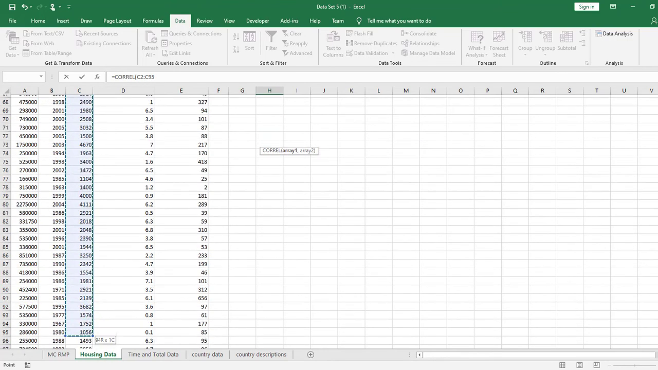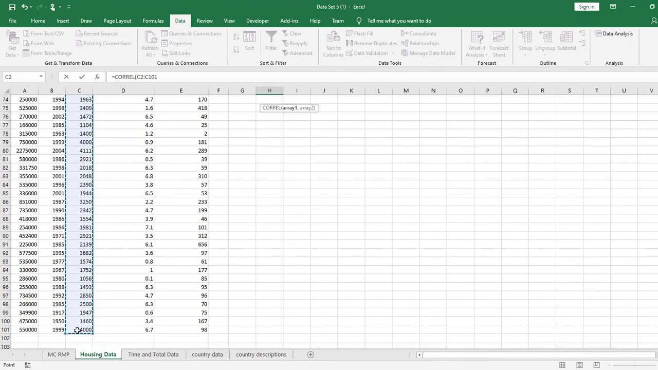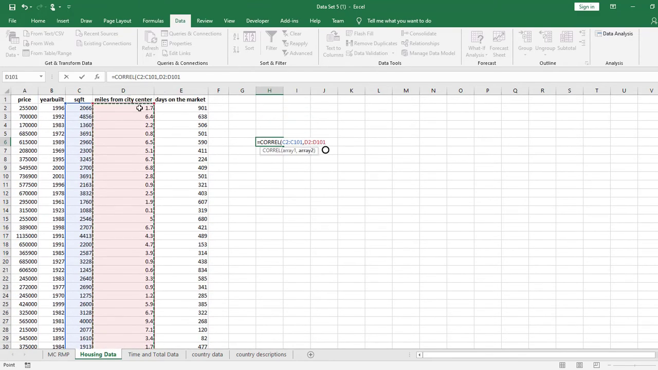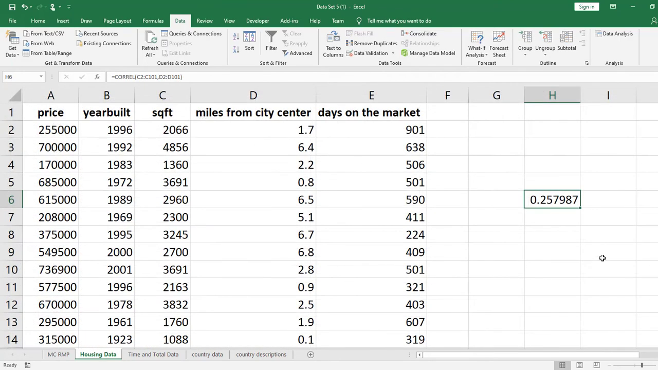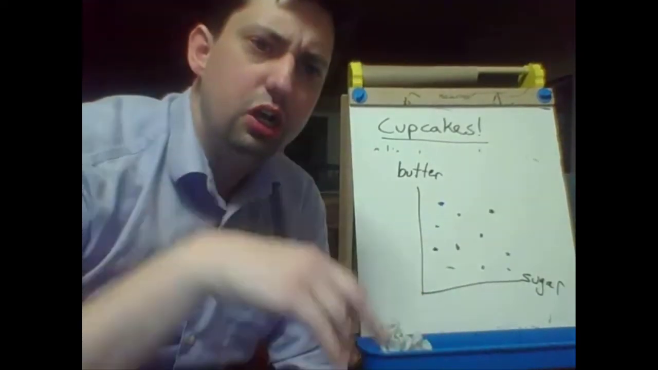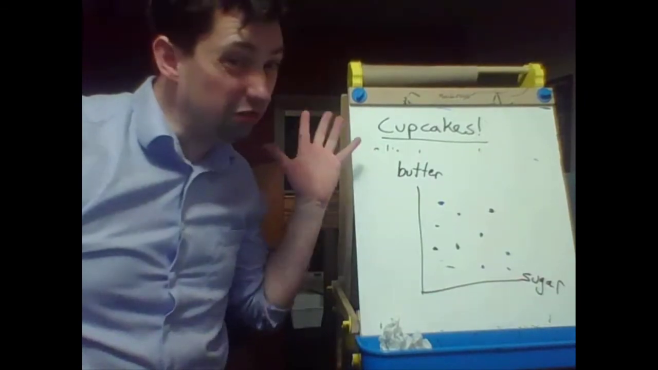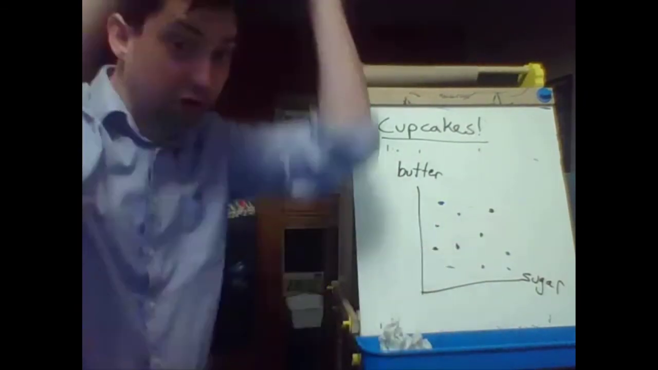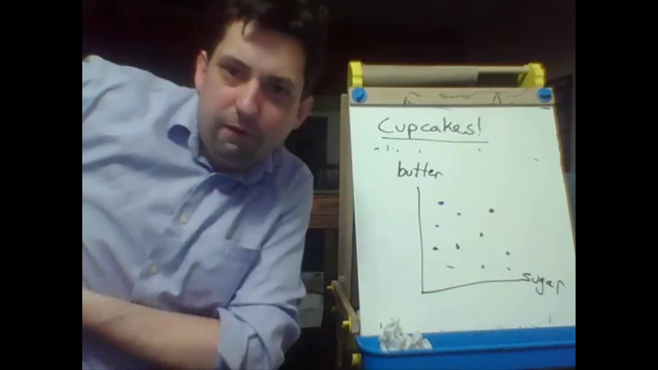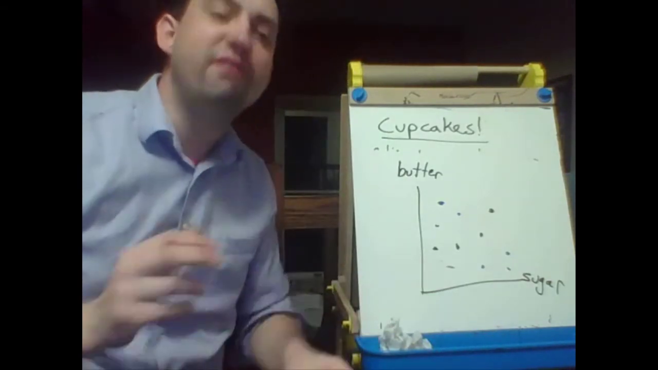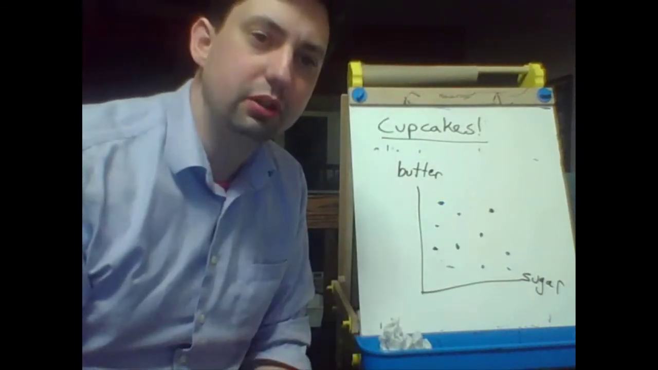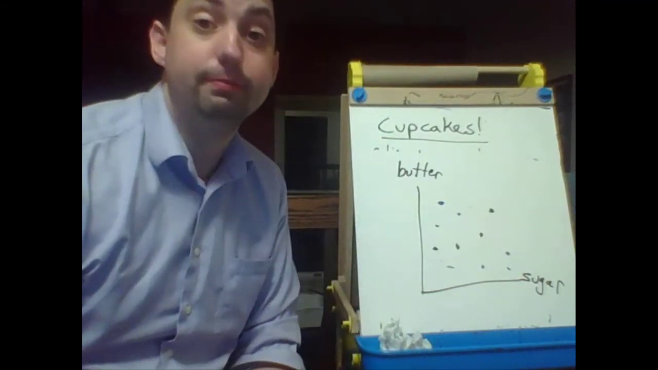So here's our square foot variable. Here's our miles from city center variable. Hit enter. No, 0.26, very low correlation, right? That's good. That means that in this data, we have big houses that are near the city, so they would be super expensive. We have small houses that are far out, so they should be super cheap. And that allows us to tease out the effects of these individual variables, which would normally be highly correlated.